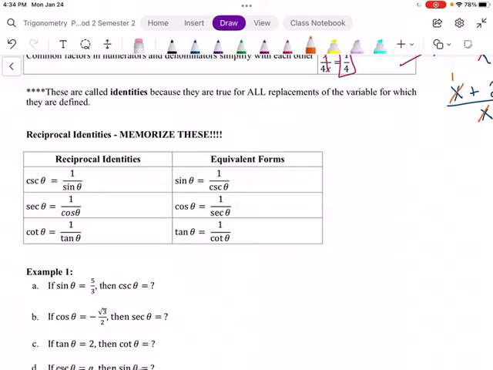And the reason these are all called identities is because they're true for all replacements of the variable, except if it's in the denominator and it's 0. That's the only time it wouldn't work.